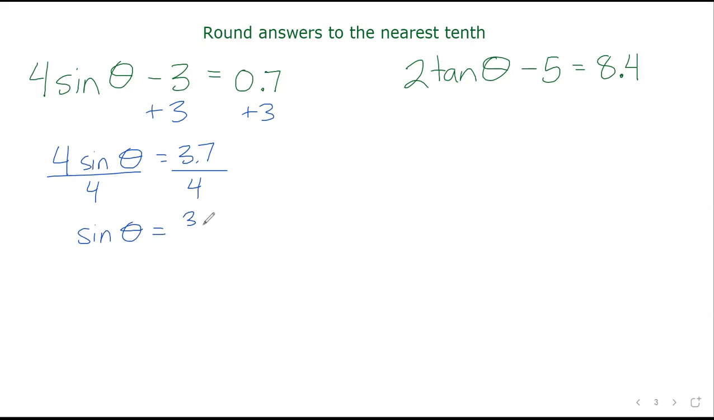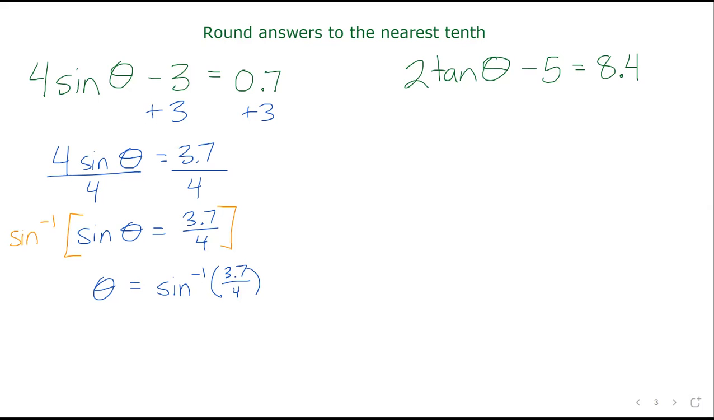And I'm just going to leave this as 3.7 over 4. No reason to simplify it or change format. I'm just going to put it in the calculator anyway. And then to undo sine, we do inverse sine. So we would have theta equals inverse sine of 3.7 over 4.